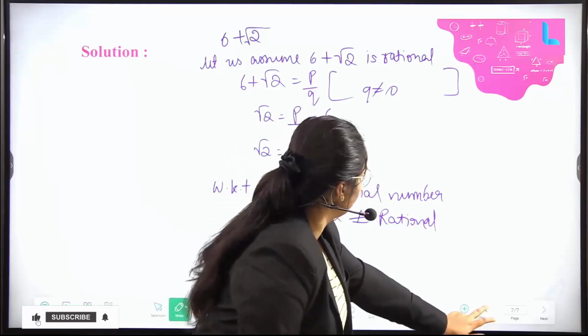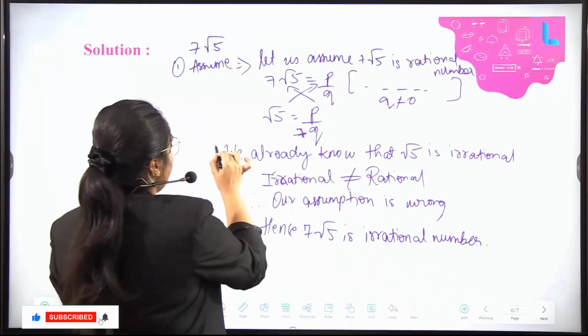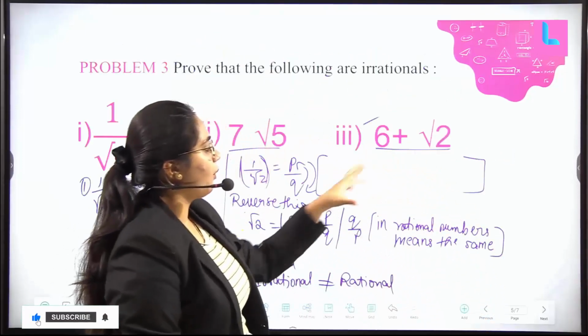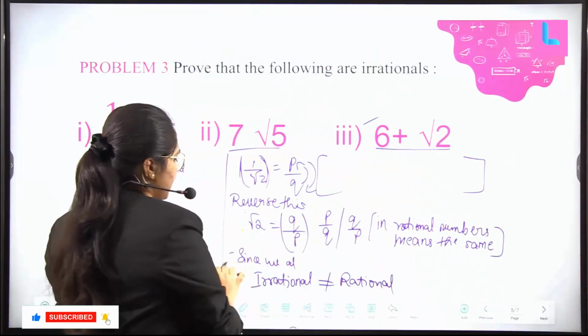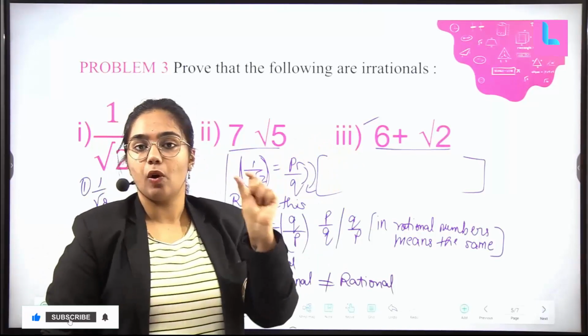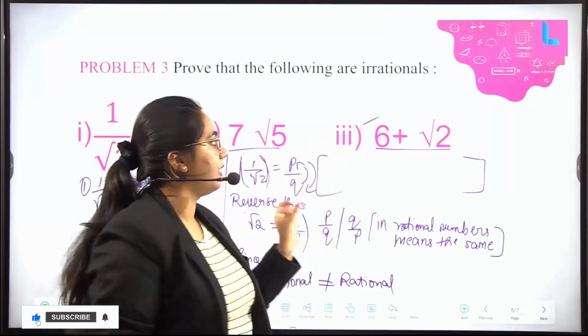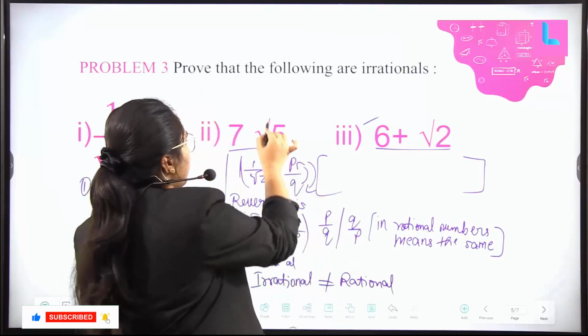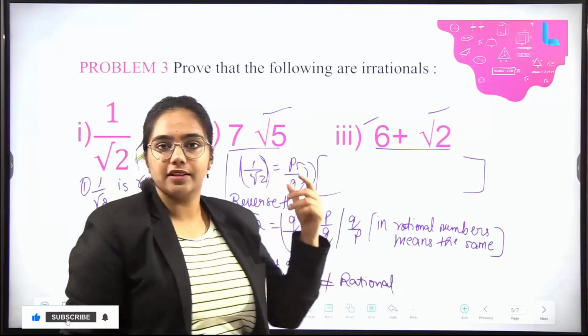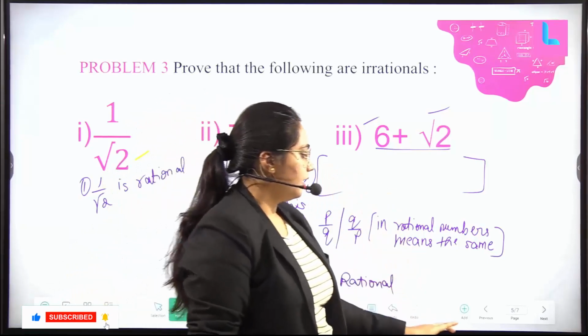If you can see the questions which I have solved today, in every question the conclusion part remains the same. You just have to note whatever is there in the question. You should be conscious of which number exactly you are writing. It will be either root 5 or root 2; in the first question we saw root 3, like that.